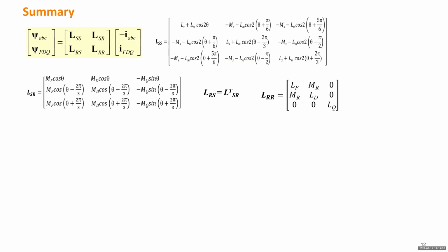To summarize, those are all we have derived so far for the flux linkage equation. So the inductance matrix will have diagonal blocks. The first diagonal block is this one. The second will be this one, and the off-diagonal block will be this one. This is symmetric, so you can just take the transpose, and this one will give you the other one.